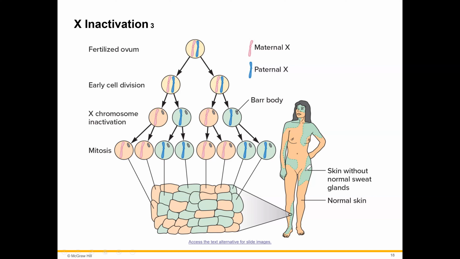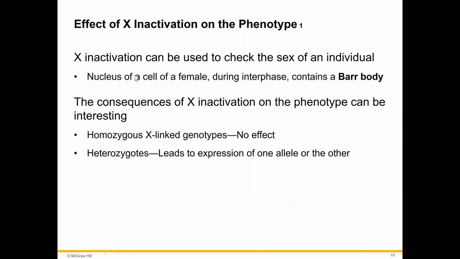We have skin without normal sweat glands, where we inactivate the maternal X chromosome, and then skin with normal sweat glands. So that's interesting. X inactivation can be used to check the sex of an individual. The nucleus of a cell of a female during interphase contains a bar body.